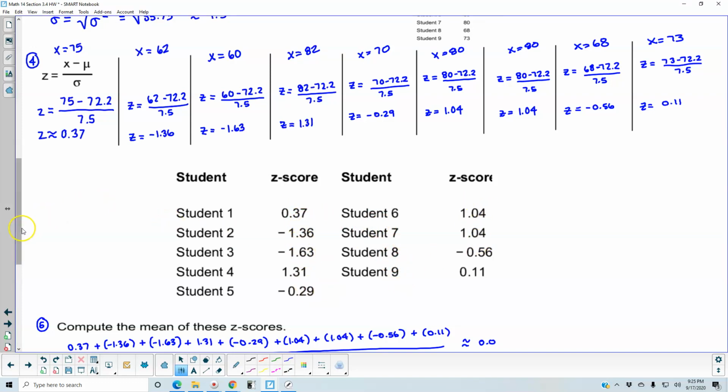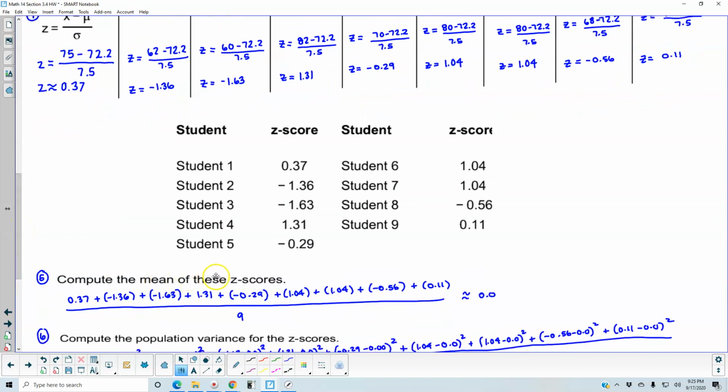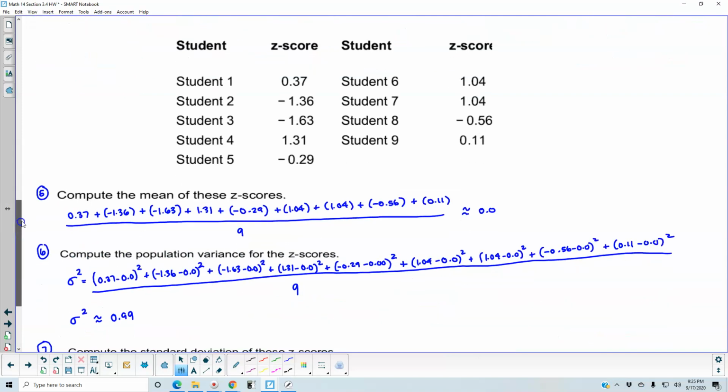Back at the beginning of the question, they want us to compute the mean of these z-scores. If we want to compute the mean of these z-scores, we can plug in 0.37, negative 1.36, and so on, add them all up and divide by 9, and it gives us approximately 0.0 for the mean of the z-scores.